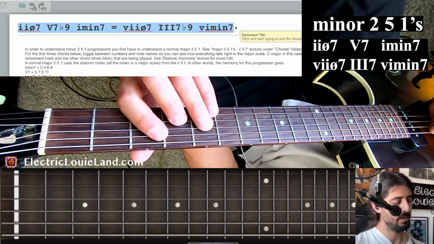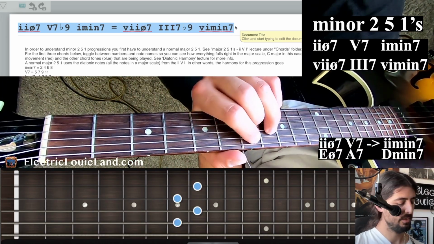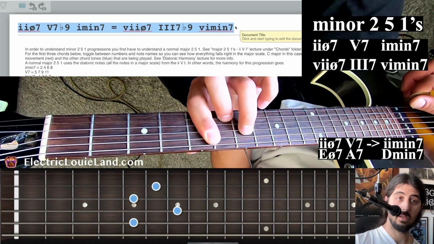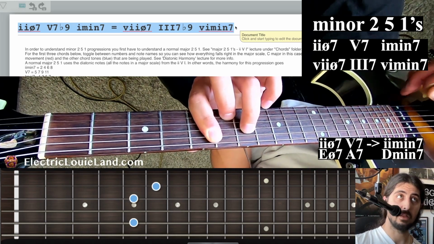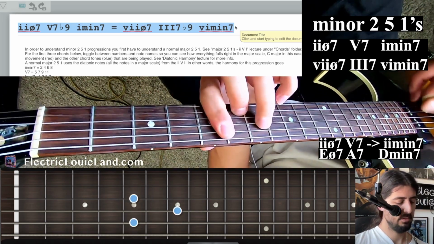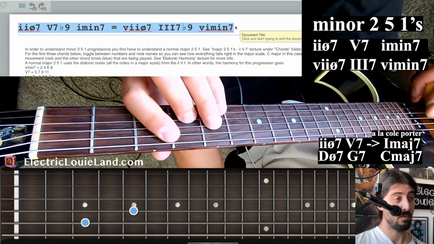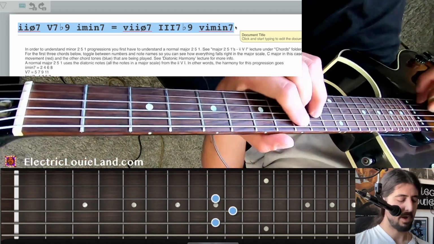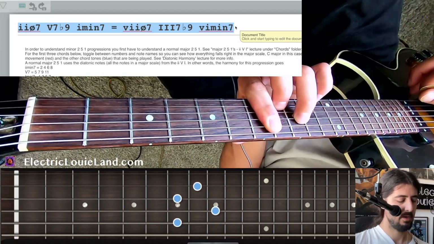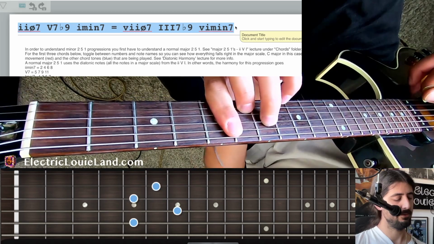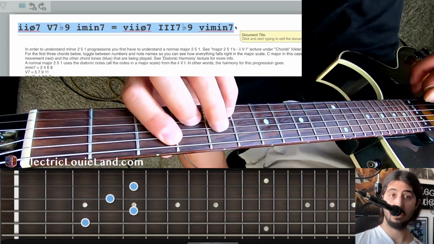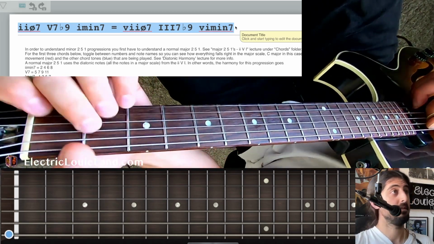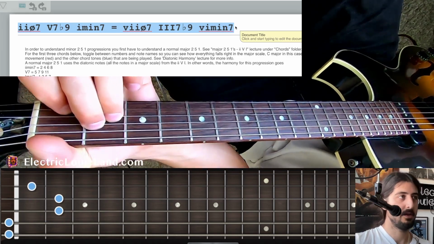Again, 2 5 1s are going to be used everywhere. I could 2 5 to the 2, right? D minor's diatonic to the key. 2 5 to the 2, minor 2 5 to the 1. So I can minor 2 5 to the 3, minor 2 5 to the 2, minor 2 5 to the 1, minor 2 5 to the 6, which is where this comes from.